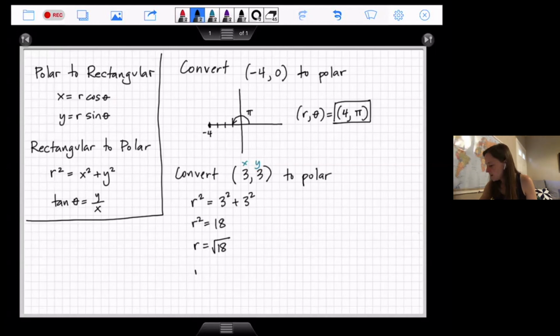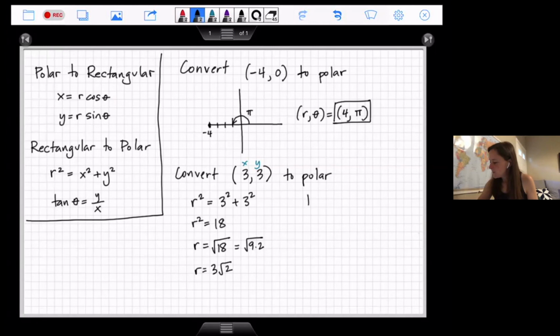A better answer for that is going to be 3 times the square root of 2. That comes from noting that 18 is 9 times 2 and pulling the 9 out of the square root. It's not necessary, but it sure does look better. Okay, so 3 roots of 2 is my r, and now I need to figure out theta. This is probably the hardest part of it.